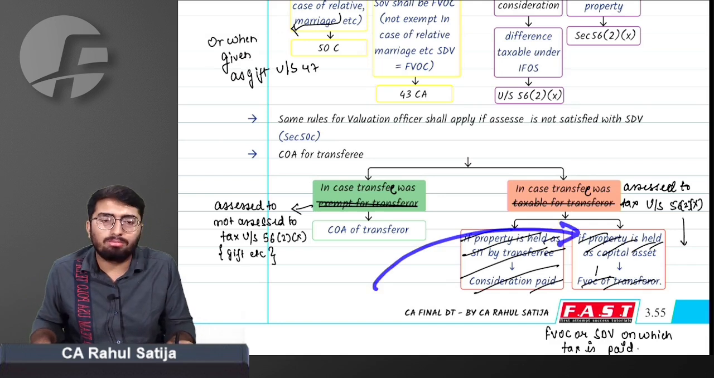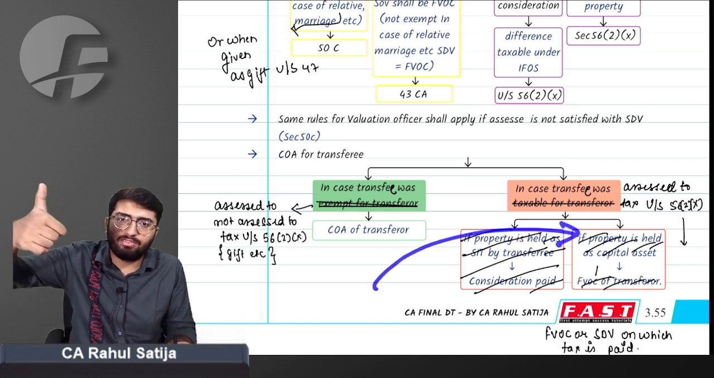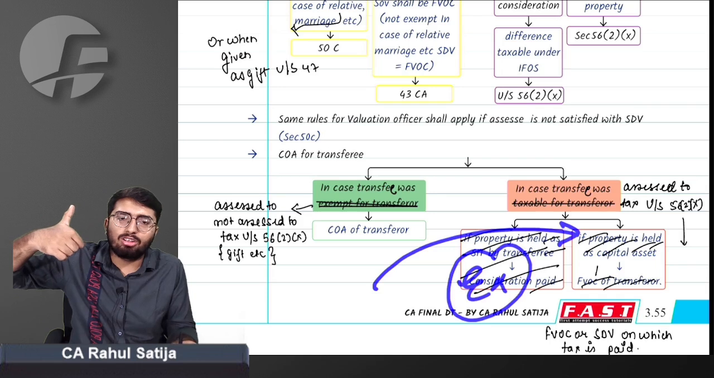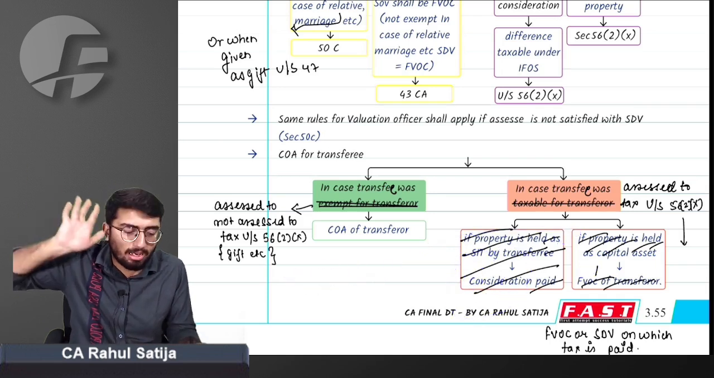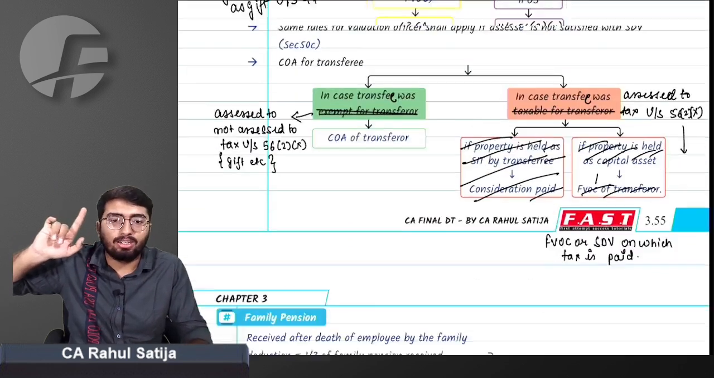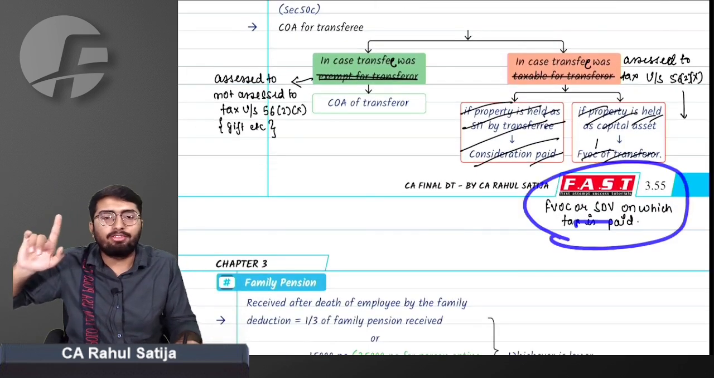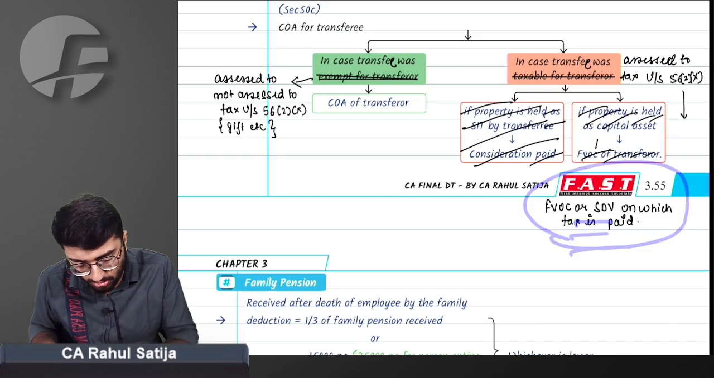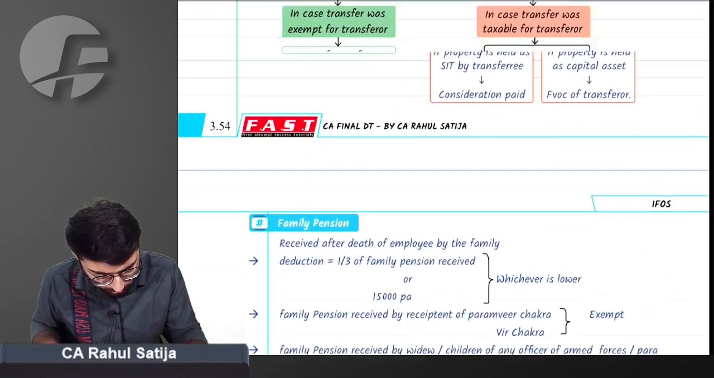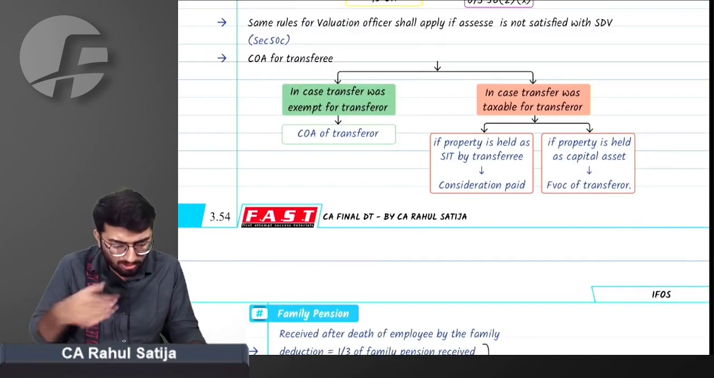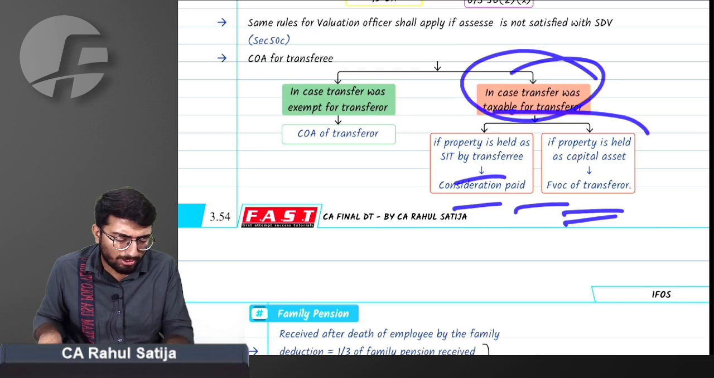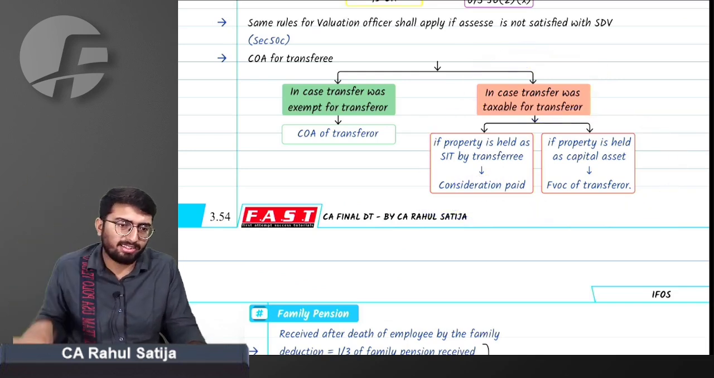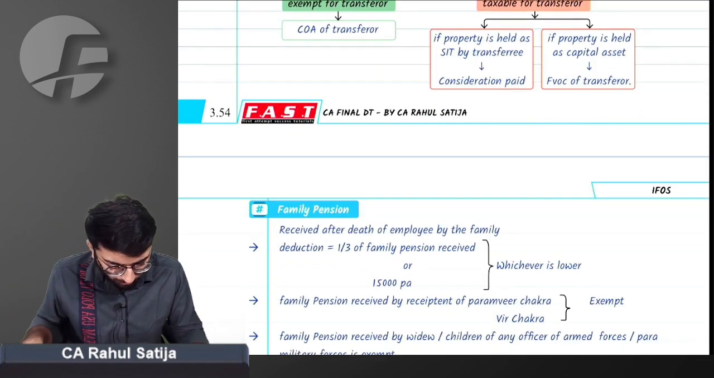Whenever an asset is being received by Shraddha, if it is received on account of an exempt transfer, the cost of acquisition will be the cost of acquisition of the previous transferor. But if Shraddha pays tax under section 56(2)(10), then the cost of acquisition will be the SDV or FMV on which Shraddha pays the taxes. Got this point? Simply it is written here, but it feels a bit complicated. I have corrected this, no need to worry about this.